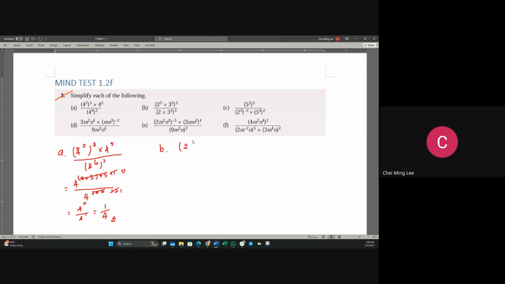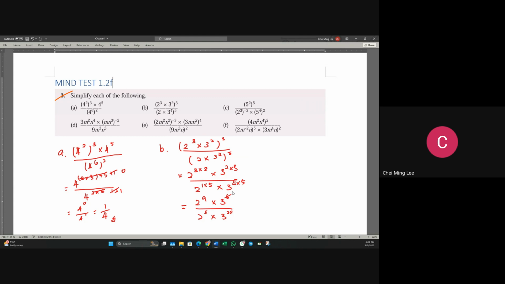Okay, so 2 to the power of 3 times 3 to the power of 2 to the power of 3, divided by 2 times 3 to the power of 4, to the power of 5. We can change it into 2 to the power of 3 times 3 times 3 to the power of 2 times 3, divided by 2 to the power of 1 times 5 multiplied by 3 to the power of 4 times 5. So you will get 2 to the power of 9 times 3 to the power of 6 divided by 2 to the power of 5 times 3 to the power of 20.